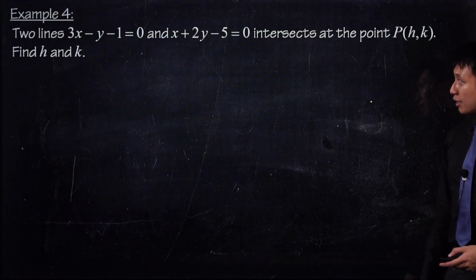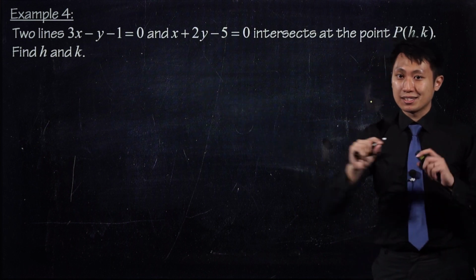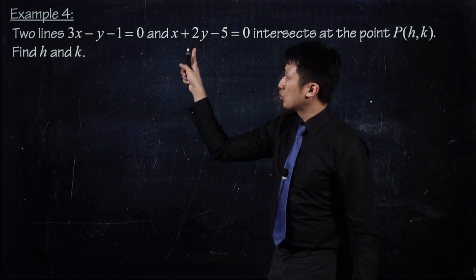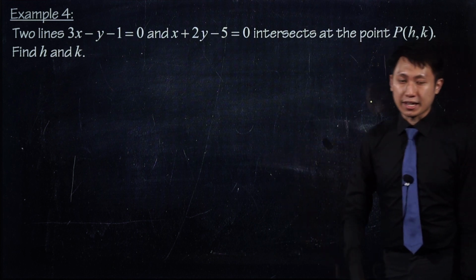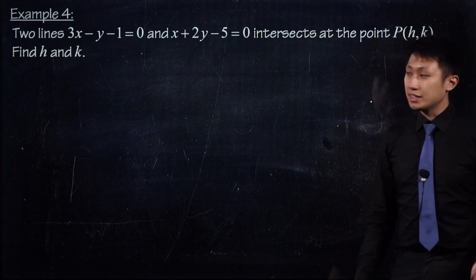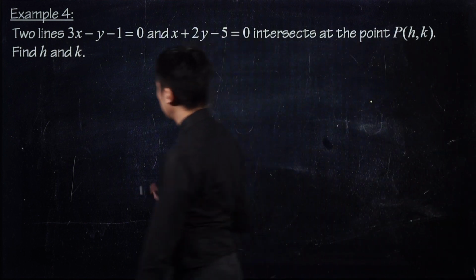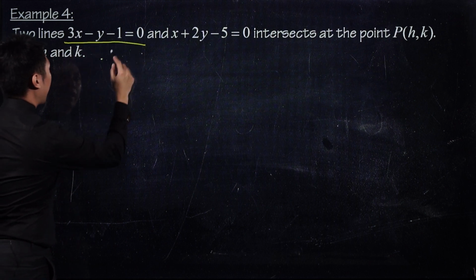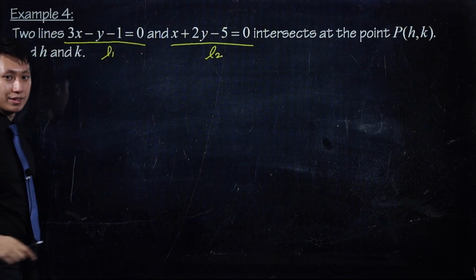Now, two lines here. This is a case that is slightly harder. You have these two lines that intersect at a point (h, k). Find h and k, meaning you find the intersection point. So what do I do? First of all, I have this L1, and I call this L2. From L1, I want to move everything to one side.